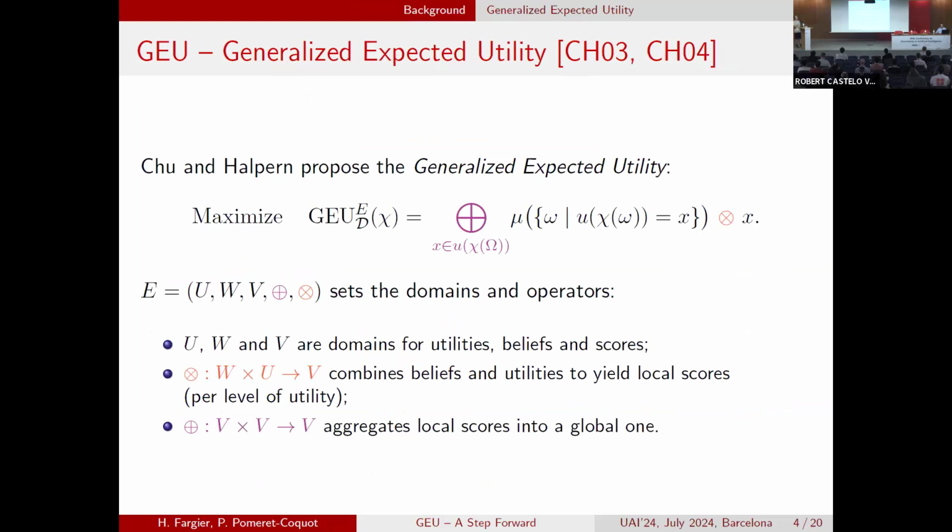In 2003 and 2004, Chu and Halpern proposed an algebraic decision rule they call Generalized Expected Utility, or GEU, which is parameterized by a parameter E here, a tuple, setting the domain and the operators. In fact, we don't really have the choice for the domain because they are constrained by the decision situation, but we may choose the two operators ⊗ and ⊕. By doing so, we hope to recover existing decision rules so we can study them all at once.